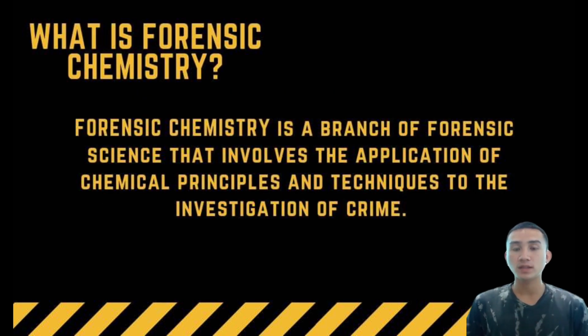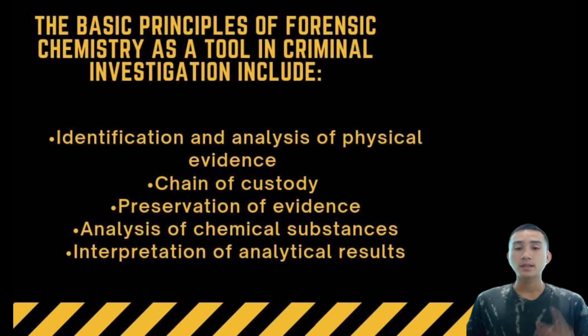Let us know first what forensic chemistry is. Forensic chemistry is a branch of forensic science that involves the application of chemical principles and techniques to the investigation of crime. The basic principles of forensic chemistry as a tool in criminal investigation include identification and analysis of physical evidence, chain of custody, preservation of evidence, analysis of chemical substances, and interpretation of analytical results.